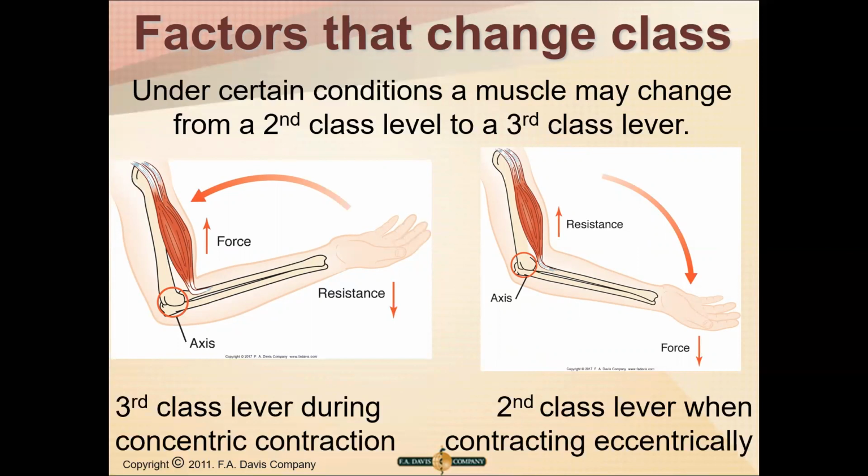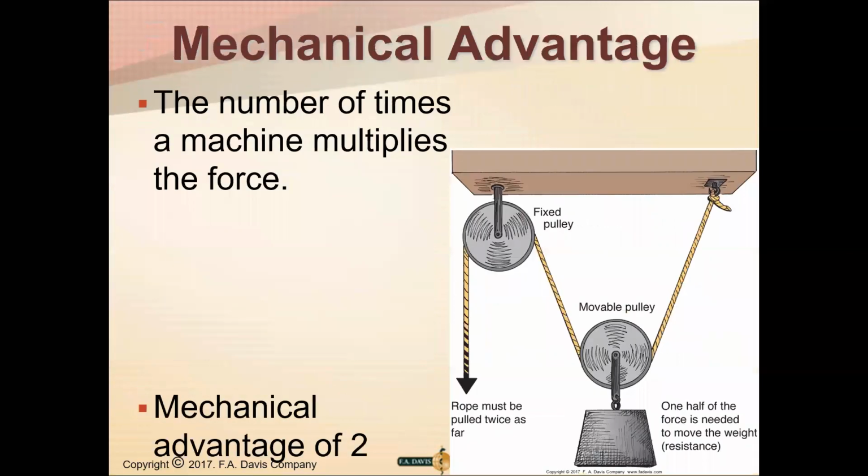In this case, the biceps is third class during contraction concentrically, and then second class when contracting eccentrically. It's actually kind of cool. Pulleys, right? The number of times the machine can multiply the force. And here, the more pulleys we have, the more mechanical advantage we provide. In this case, we've got a fixed and a movable pulley, which becomes a compound pulley, which we talked about way back when in physics, right?